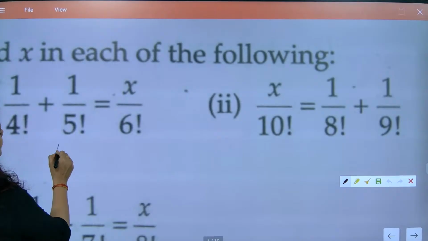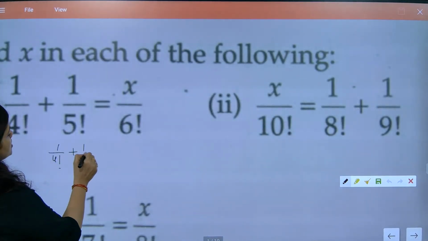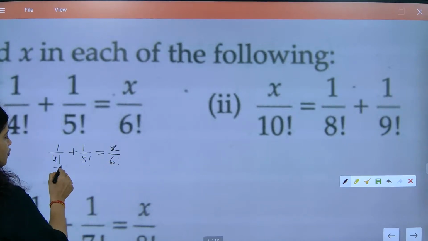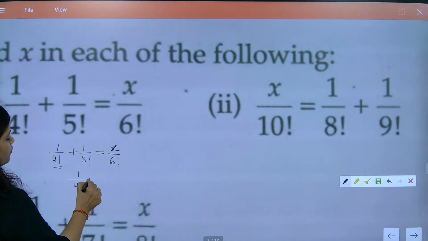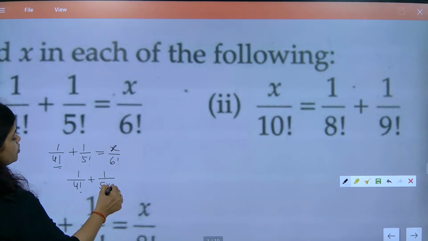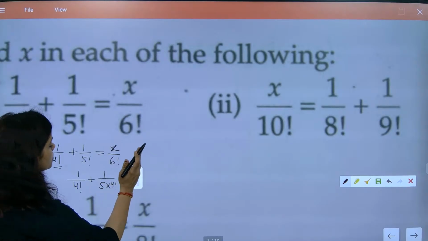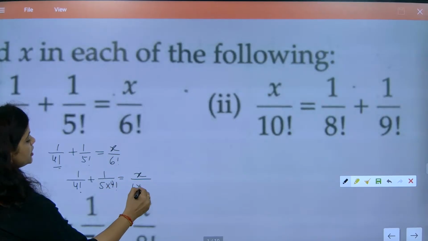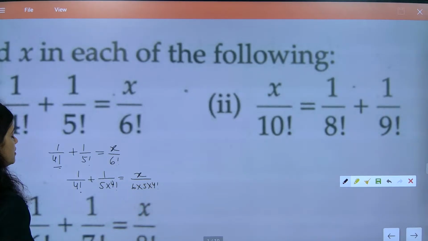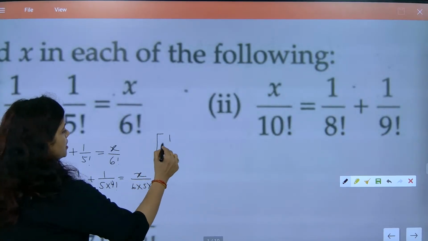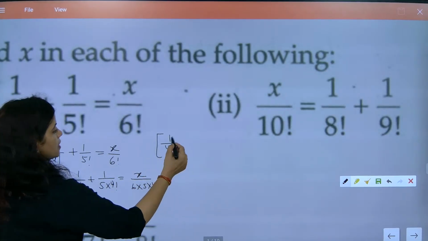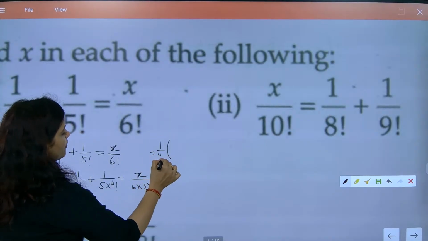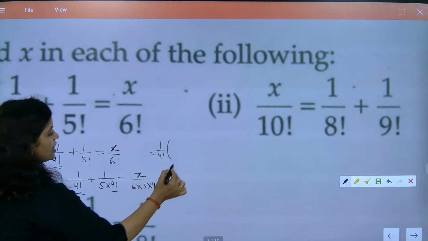Now look here, it is 1 by 4 factorial plus 1 by 5 factorial equal to x by 6 factorial. So the minimum is 4 factorial. So what we will write? 1 by 4 factorial plus 1 by 5 into 4 factorial equal to x by 6 into 5 into 4 factorial. Done. So what we are going to do here is take 1 by 4 factorial common. Can we take out 1 by 4 factorial from here? Yes, because here also 4 factorial, here also 4 factorial.